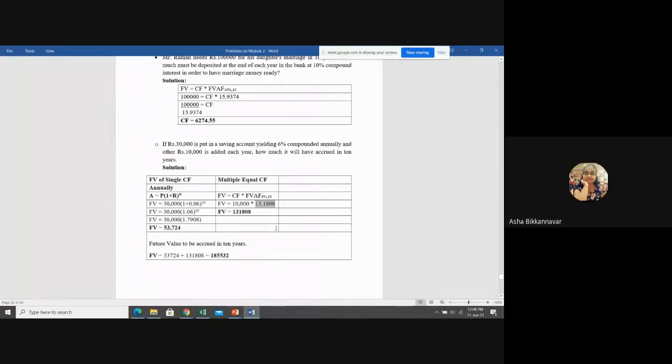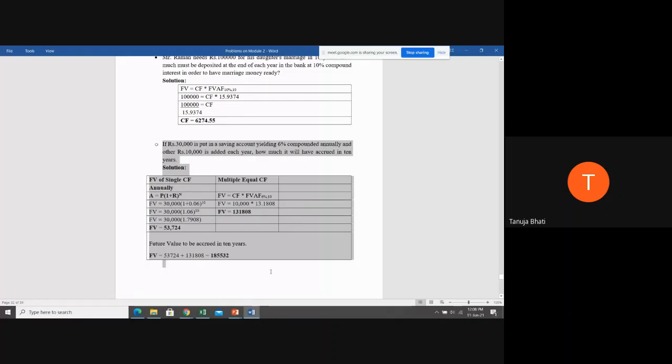Table number 2. So when you multiply this, you get the future value as 1,31,808. Now what you need to do, total, how much it will accrue in 10 years. So take the total of single cash flow plus take the total of multiple cash flow, you get the total future value to be accrued in 10 years. So when you add these two, that is single cash flow and multiple equal cash flow, you get the future value to be accrued in 10 years as 1,85,532. Is this problem clear to everyone?